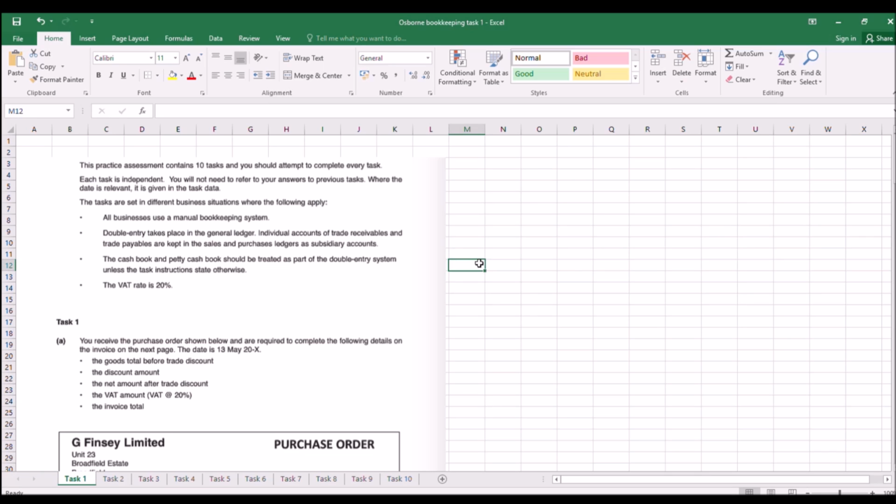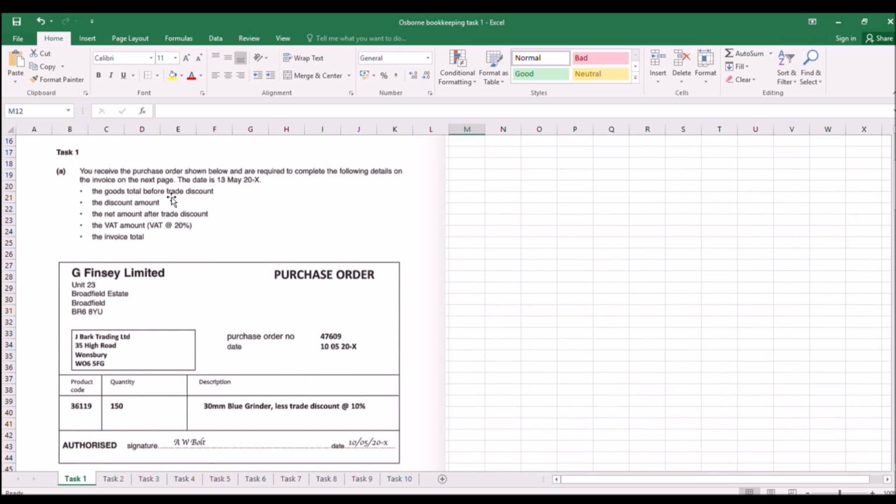What we're going to do is go through it as a walkthrough and see how we go. We have an explanation at the top, which is basically saying we're using the five-stage accounting system, and we've got a cash book and petty cash book as part of the double entry bookkeeping. So the cash book and the petty cash book are being used both as a book of prime entry and as part of the general ledger. We've got a VAT rate of 20%.